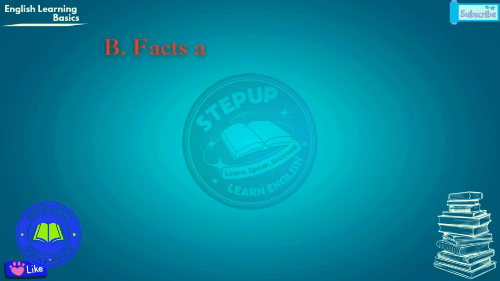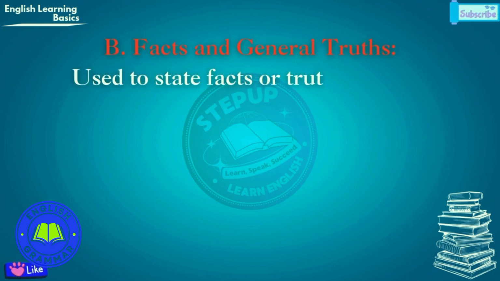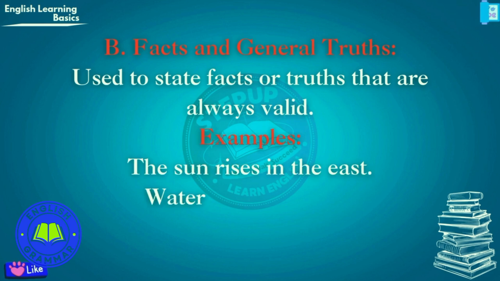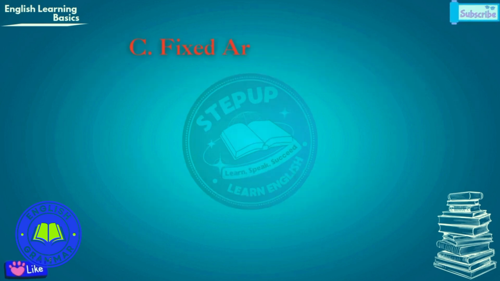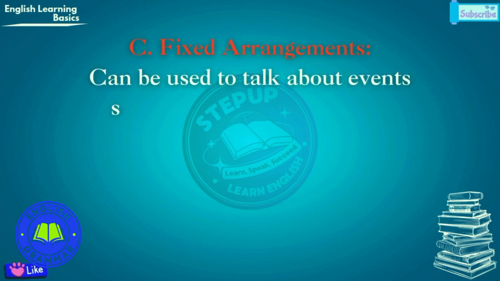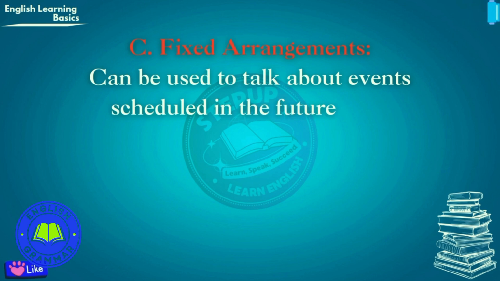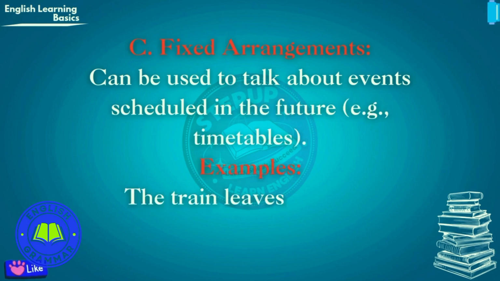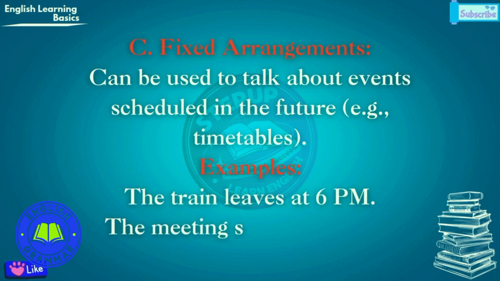B. Facts and general truths. Used to state facts or truths that are always valid. Examples: The sun rises in the east. Water boils at 100 degrees Celsius. C. Fixed arrangements. Can be used to talk about events scheduled in the future, e.g., timetables. Examples: The train leaves at 6 p.m. The meeting starts at 10 a.m.